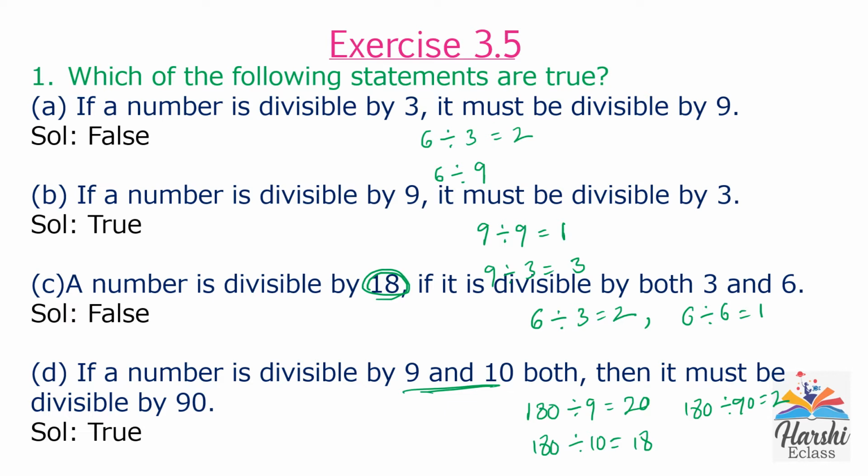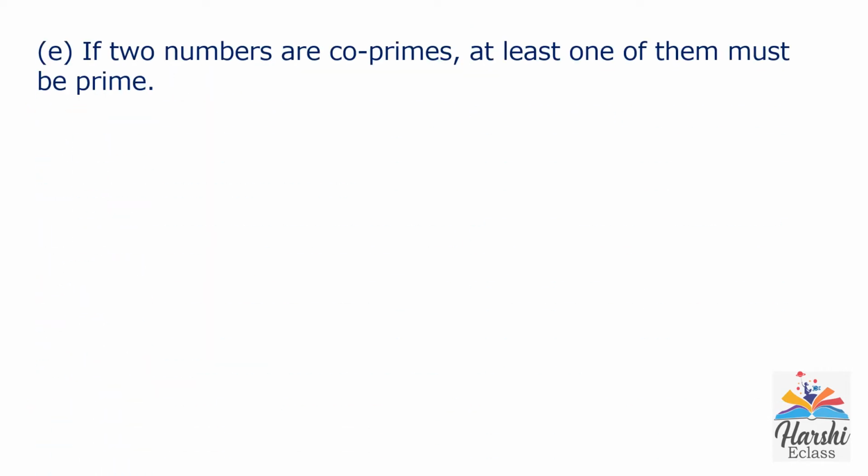Their product is 90. E. If two numbers are co-primes, at least one of them must be prime. Co-prime numbers are the numbers which have only one as a common factor. This statement is a false statement because 15 and 16 both are composite numbers.